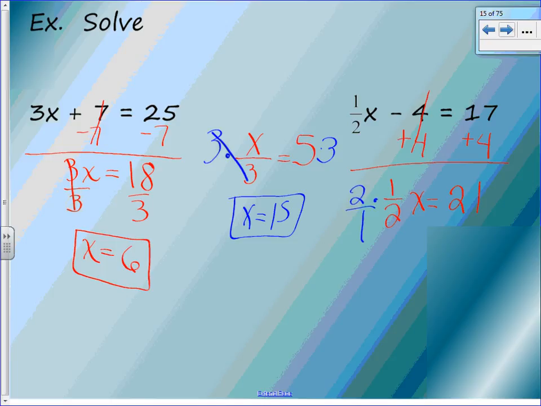Now, when you multiply by the reciprocal, make sure to line up the numerator with the numerator. This one doesn't have a denominator, so it's going to be 1. So on the left side, the 2's cancel, the 1's cancel. That's why we do it. So you have an x, and here we get 42. Or 42 over 1. Any questions on that?